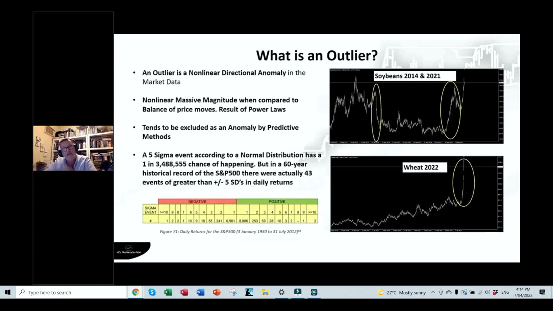You might not include them, but they are essential for us. Now, when we look at what these outliers are, it's often helpful to think in terms of the standard deviation of that price move. A 5 sigma event, according to a normal distribution, has a 1 in 3.5 million chance of happening, which means that once in every 3.5 million years on a day trading strategy, you might expect a 5 sigma event according to a normal distribution.